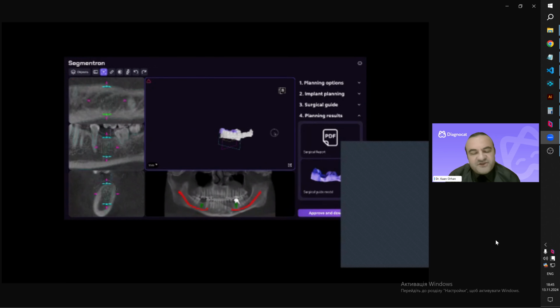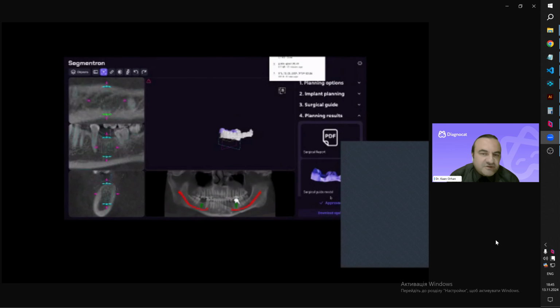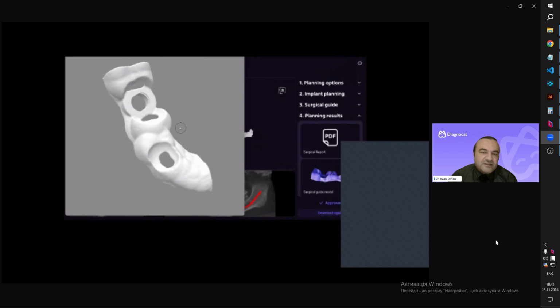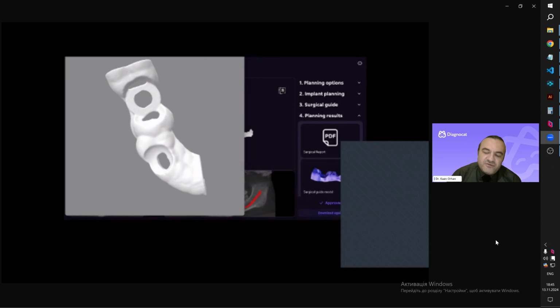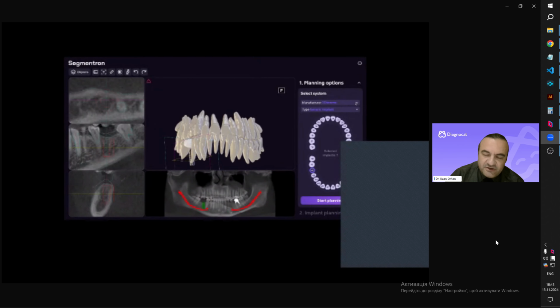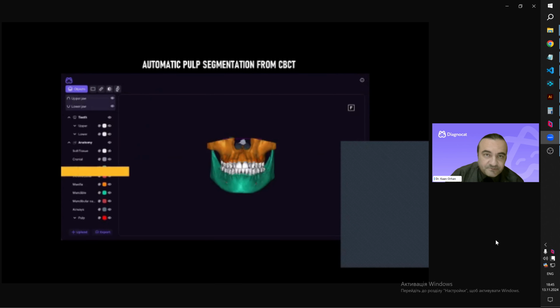If you have a 3D printer, you can approve it. You can download your STL and send it to your printer. Within 5 to 10 minutes, you have your surgical guide using DiagnoCat.